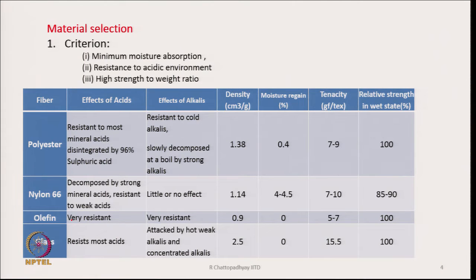Olefin fibers, polyolefins such as polypropylene, are very resistant to both acid and alkalis. So, they are very suitable, because from the damage point of view they are good. Glass fiber resists most of the acids, but is attacked by hot weak alkalis and concentrated alkalis. Their relevant density values are given, moisture regain values are given also, some tenacity values are also stated, and relative strength in wet state also is given.